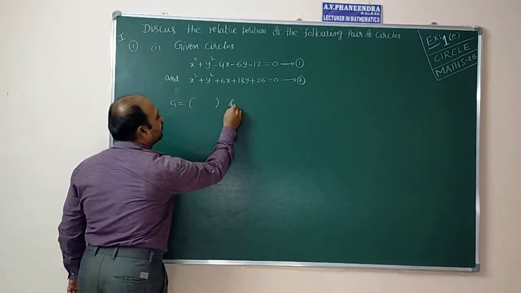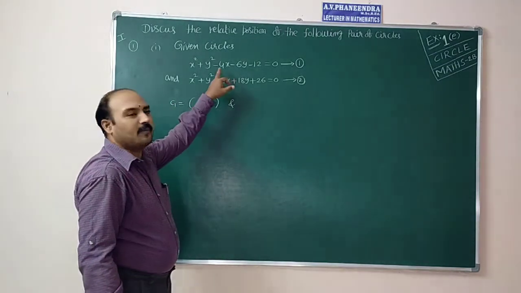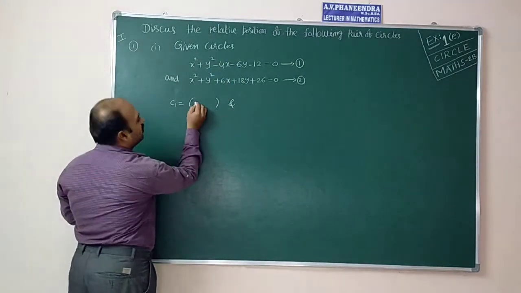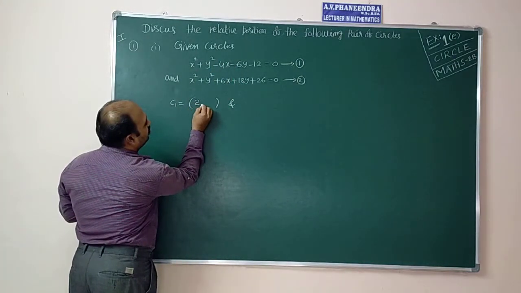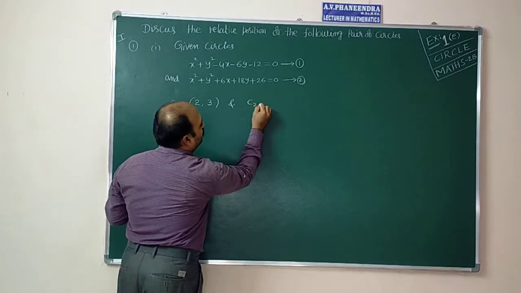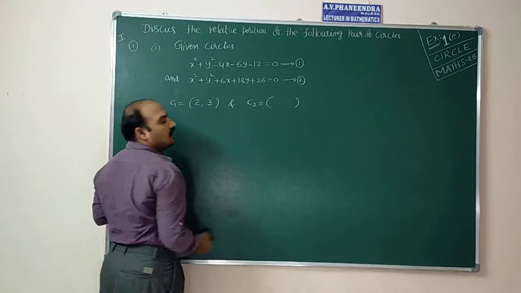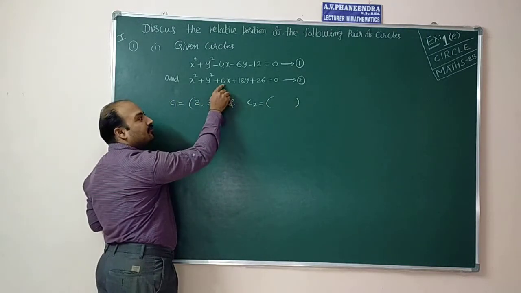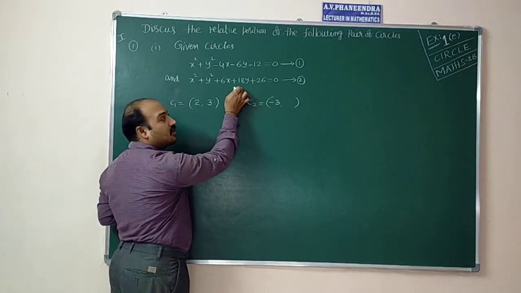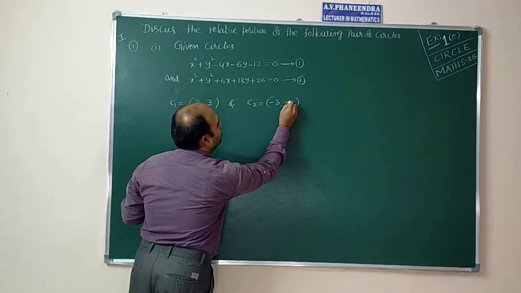For the first equation of the circle, center C1, we know how to calculate the center: half of minus x coefficient, half of minus y coefficient. So it becomes (2, 3), the center of the first circle. C2, the center of the second circle: minus coefficient of x by 2, so minus 3, and minus coefficient of y by 2, that means minus 9.